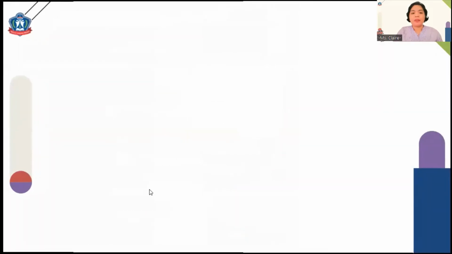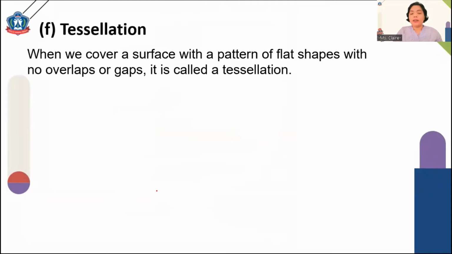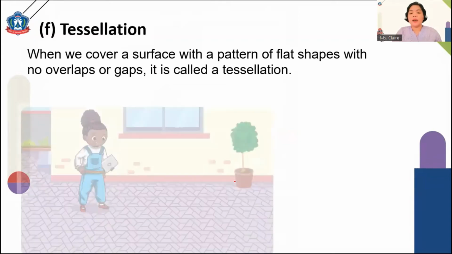Now, I have here what we call tessellation. What is a tessellation? A tessellation is when we cover a surface with a pattern of flat shapes with no overlaps or gaps. This one, just like this.